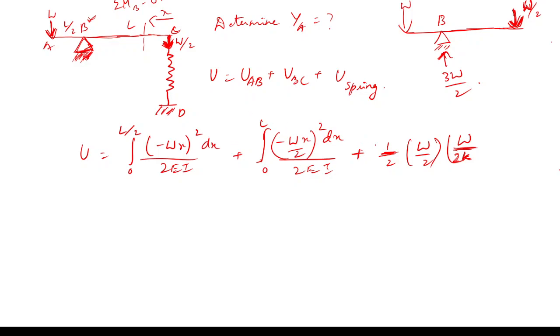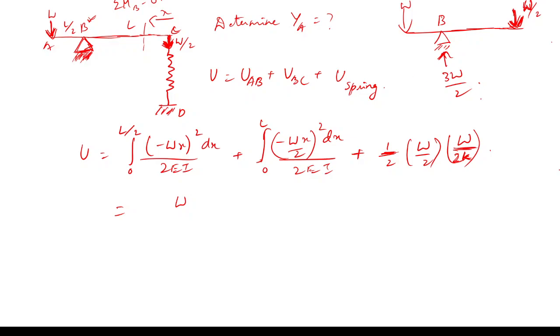We have written everything correctly, right? Half into W by 2 into W by 2K. Sir, I have not got how the spring energy we got.